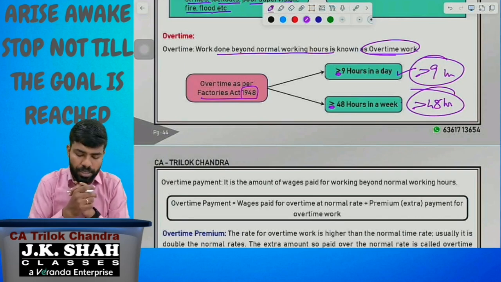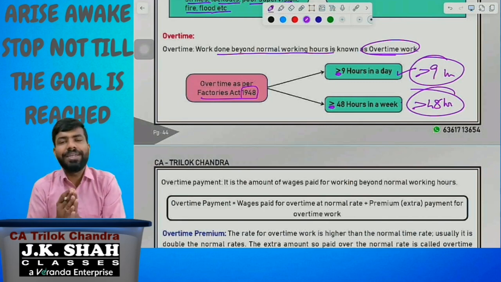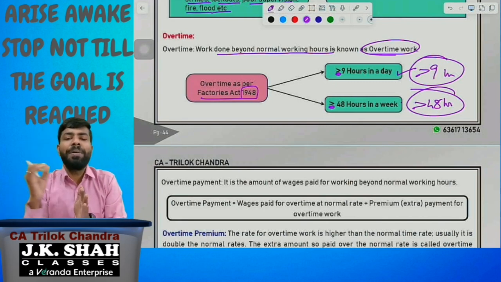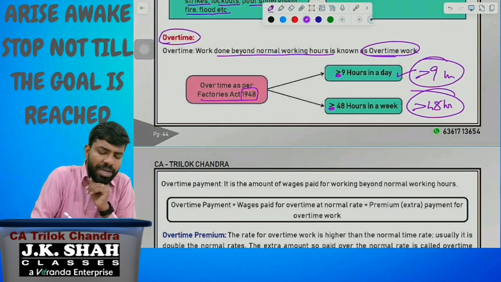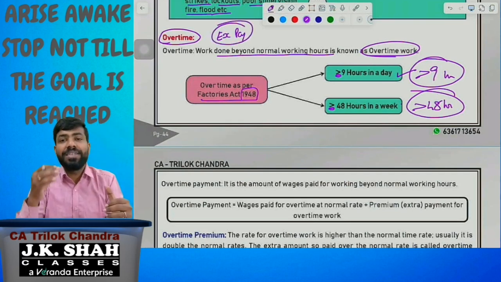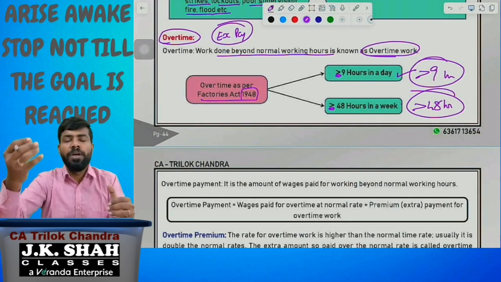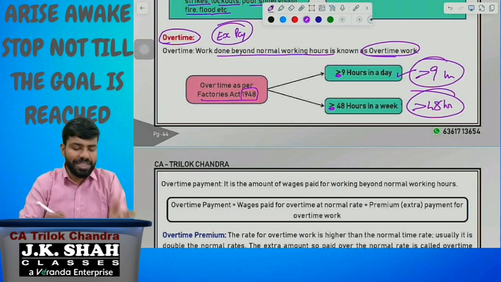Now, when it comes to overtime, what we need to account for is the overtime premium. We have to focus more on the overtime premium, because whenever the worker works overtime, he will be expecting some extra payment, which is called overtime premium. Now the discussion is how to account for the overtime premium. Let me explain this with one example.